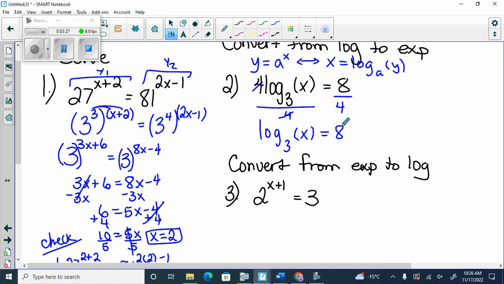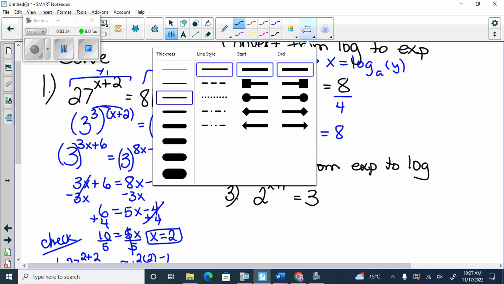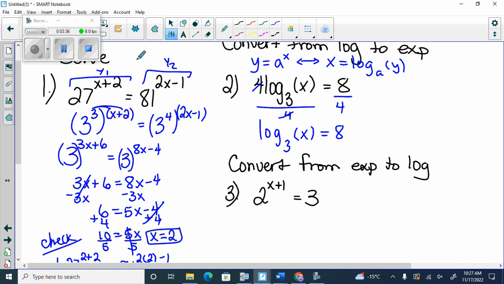Or you can do it this way. Paying attention, every single person? What you need to realize is that the base of your log becomes the base of your exponent. If you remember that, your life will be okay. So the base of your log becomes the base of your exponent. So what is the base of my log currently? 3. It's a 3. So I know I'm going to have 3 to the something equals something.